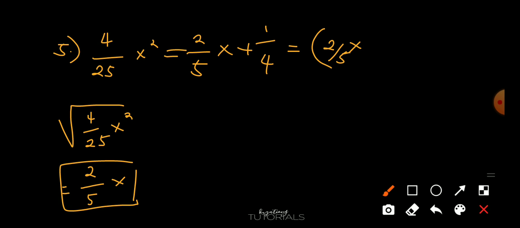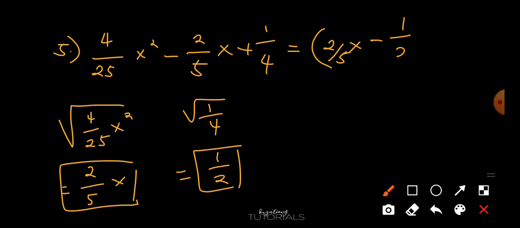Then since it is minus, so minus. Ignore the second term. Forget the second term. Always focus on the first and the last. Now the square root of 1/4 is the square root of 1, that is 1. The square root of 4, that is 2. Right? So 1/2. Close parenthesis, squared. So that is the final answer. Okay, so that's how simple it is to factor a perfect square trinomial.